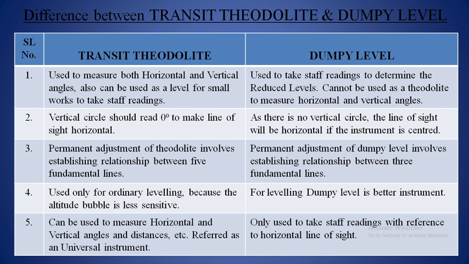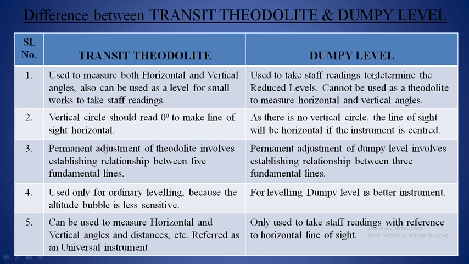Now let's move to the difference between a dumpy level and a transit theodolite. Here in the transit theodolite we can measure horizontal and vertical angles, and also by using the trigonometrical relations we can also determine horizontal and vertical distances indirectly, and also by keeping the vertical circle to 0 degrees we can measure staff readings just like dumpy level.